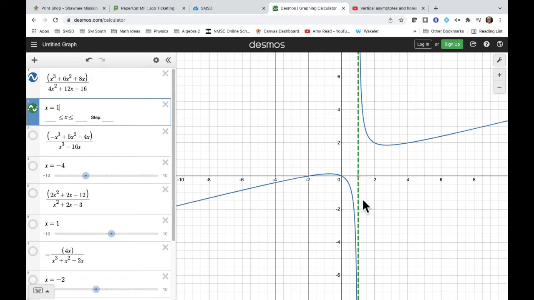And that was listed on our discontinuities, and that one actually did not get crossed off, did it? Okay, that's important to note. The other discontinuity was negative 4. If we look at our graph, it doesn't look like we have anything missing on negative 4.